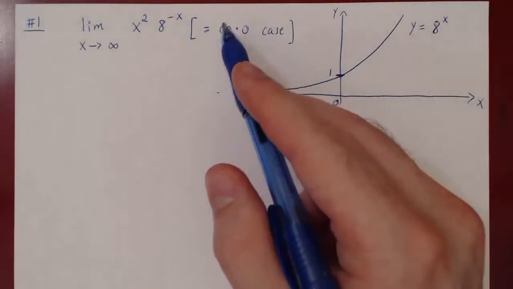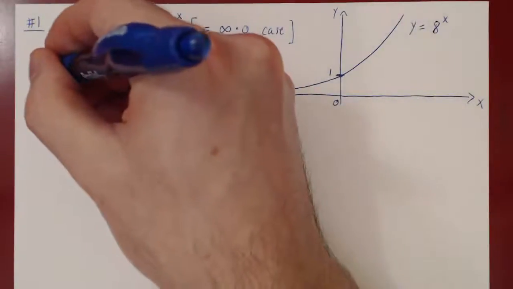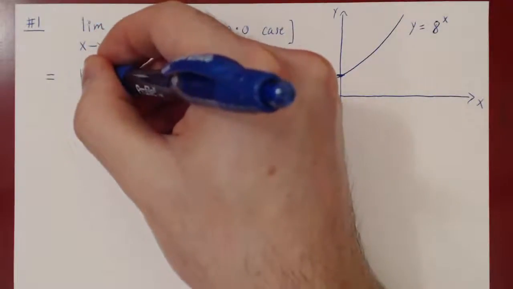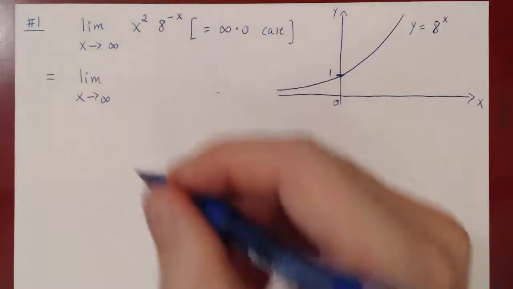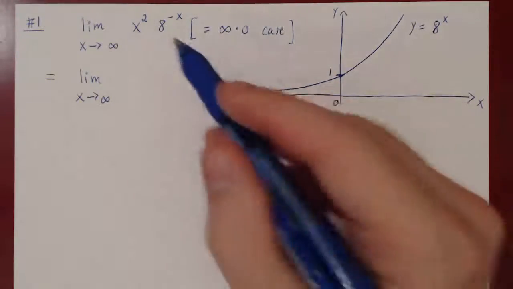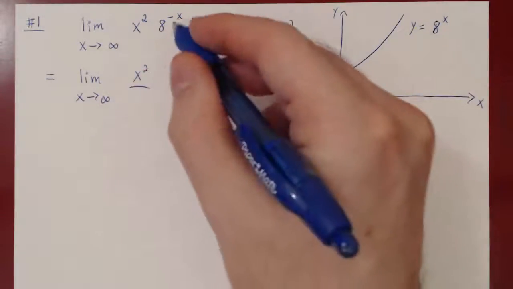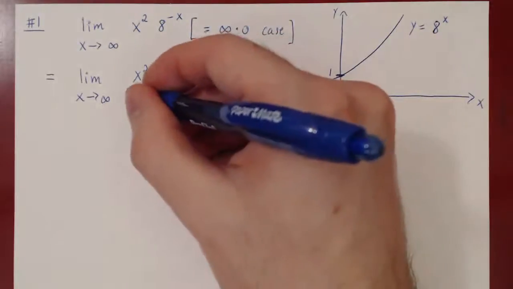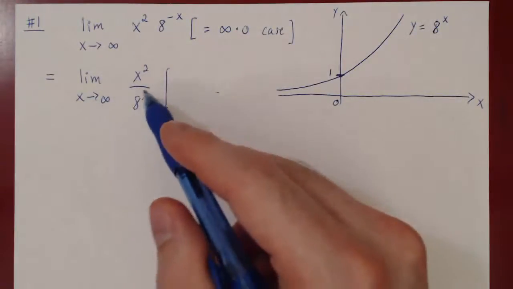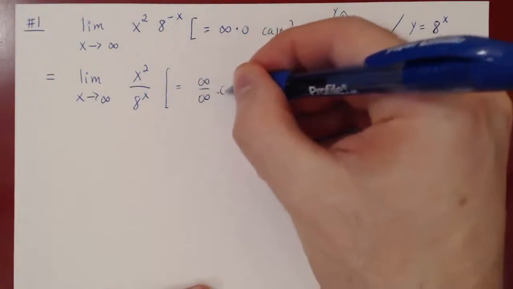The idea is, in the event of an infinity times 0 case, can we rearrange the expression to get a case that will allow us to use L'Hopital's rule? The answer is yes. Every time you have an infinity times 0 case, all you have to do is send one term to the denominator, either this term or this term. Here it's easier if we send this term to the denominator, because this will simply become x squared over 8 to the x, since the negative exponent becomes a positive exponent. And now you get an infinity over, as x goes to infinity, 8 to the x also goes to infinity. So we have here an infinity over infinity case.